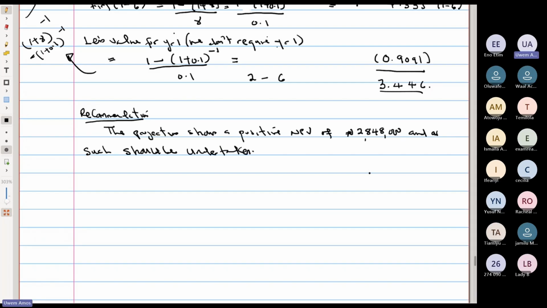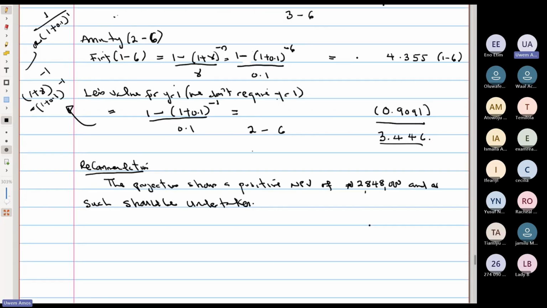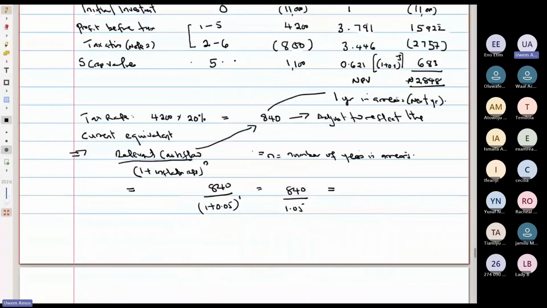If it's a negative NPV, we will not proceed because that is a loss. But if it's a positive NPV, we proceed because that indicates a profit. All right, so let's get right back into our question and look at part B quickly.